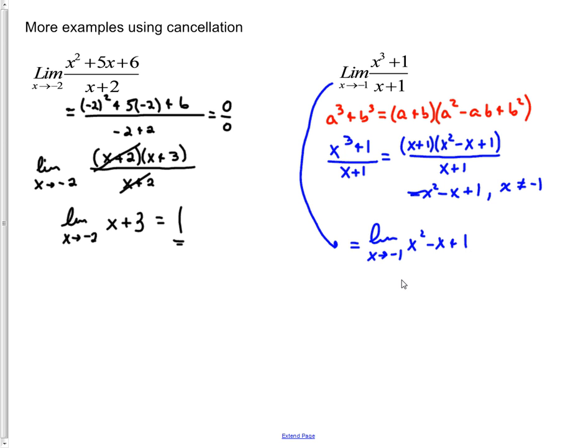And by direct substitution, our evaluation becomes negative 1 squared minus negative 1 plus 1, which is to say 1 minus negative 1 plus 1, that is 1 plus 1 plus 1. Sure enough, our limit is equal to 3. More to come.